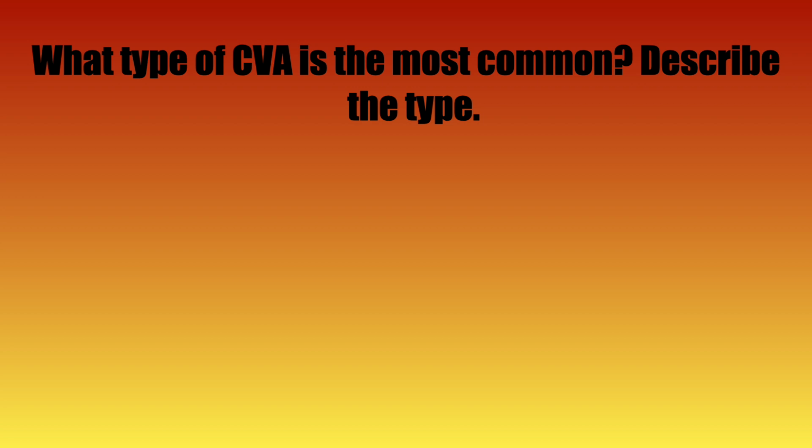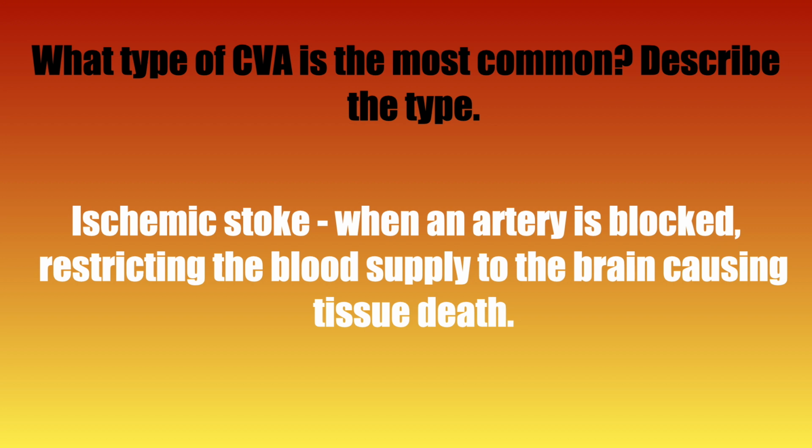What type of CVA is the most common? Describe the type. The answer is ischemic stroke, when an artery is blocked, restricting the blood supply to the brain, causing tissue death.